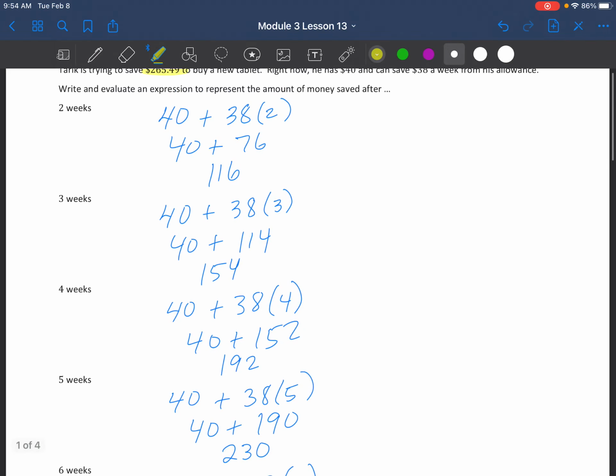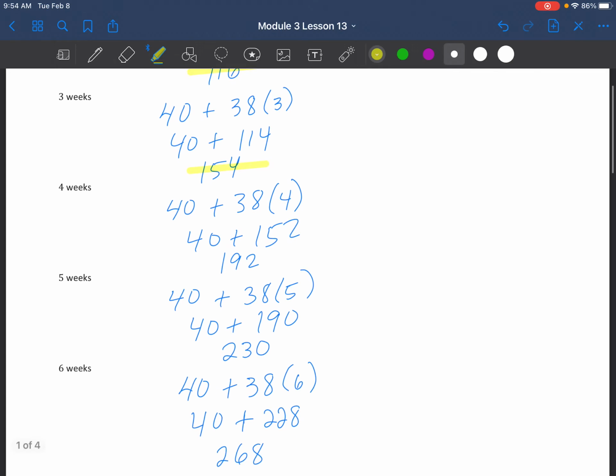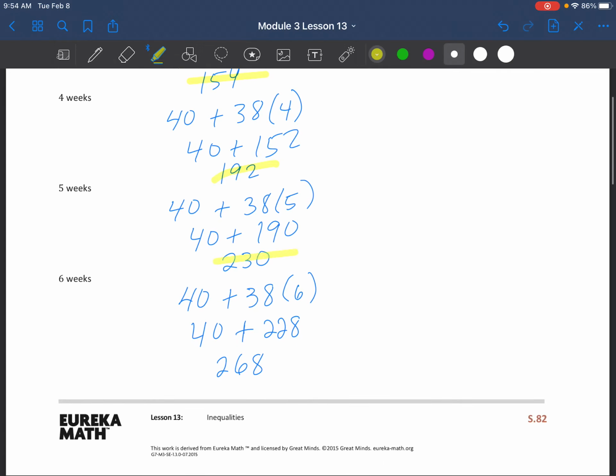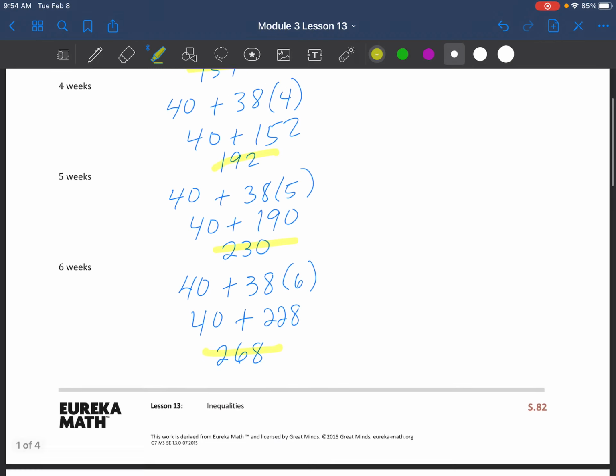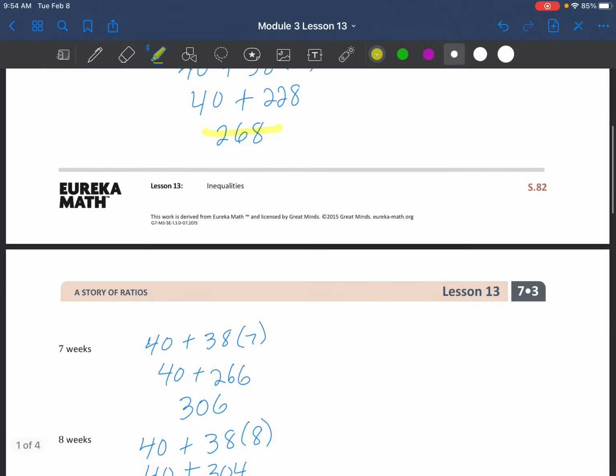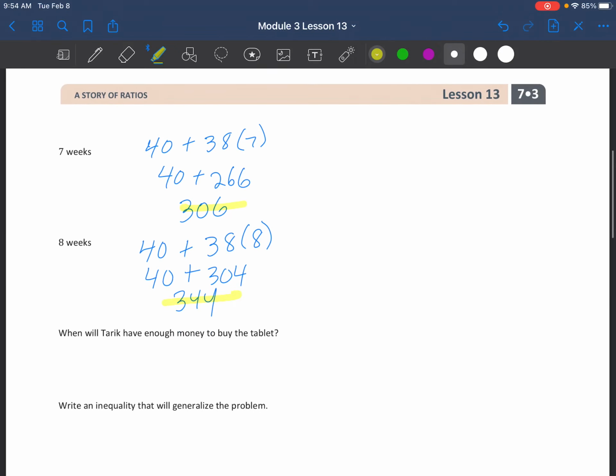remember, originally, right, we needed to find out, let's go back up here. We need to find out how long it was going to take Tariq to save $265.49. So if we look at each of the weeks, right, and let me highlight, here's week 1, week 2, week 3, week 4, week 5, week 6. Looks like in week 6, he's got just enough. And of course, in week 7, he's got plenty. And in week 8, he has plenty.